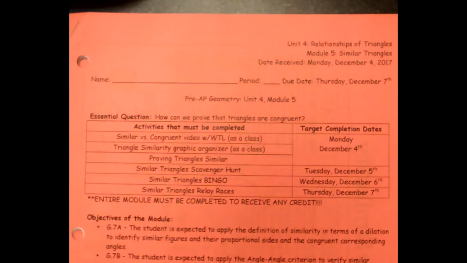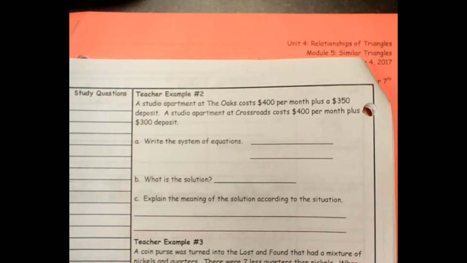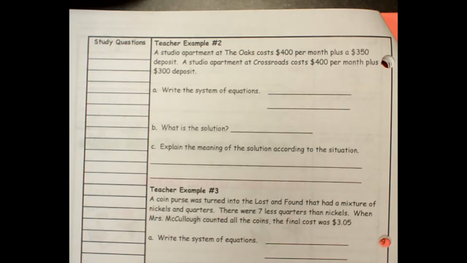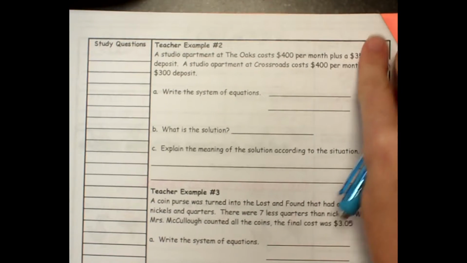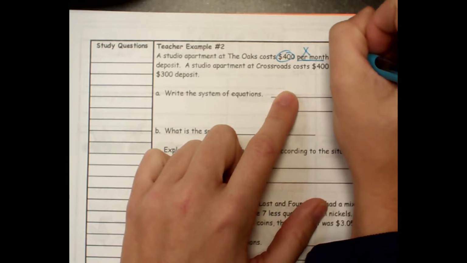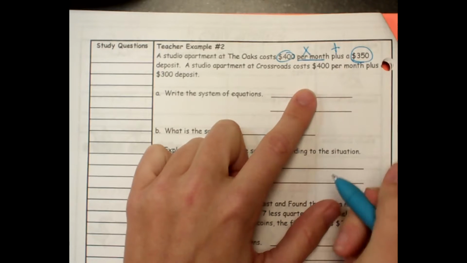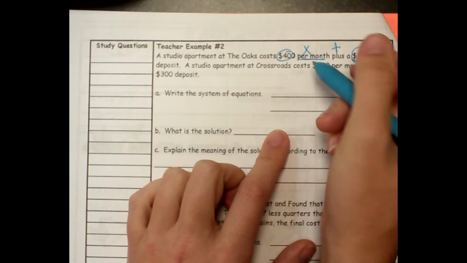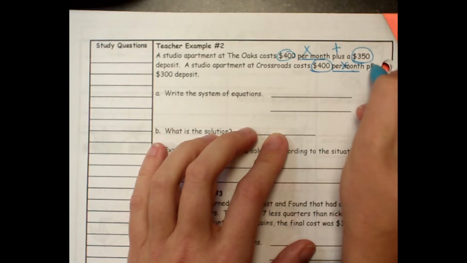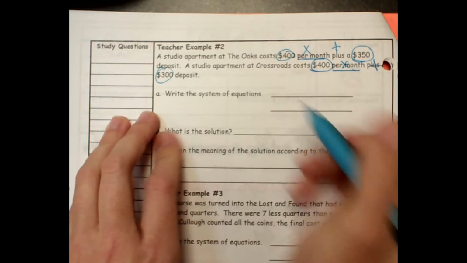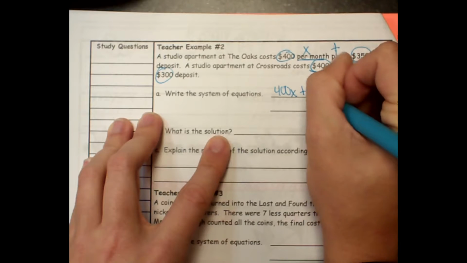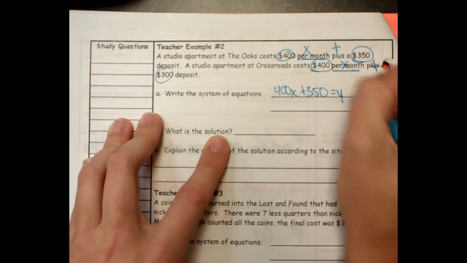So let's turn to the back. We'll be on page 18. Let's look at our example up in the top. It says a studio apartment at the Oaks costs $400 per month, that's our x, plus a $350 deposit. A studio apartment at Crossroads costs $400 per month, that's my x, plus a $300 deposit. So if we do 400x plus 350, that's equal to my total. I'm going to say y.